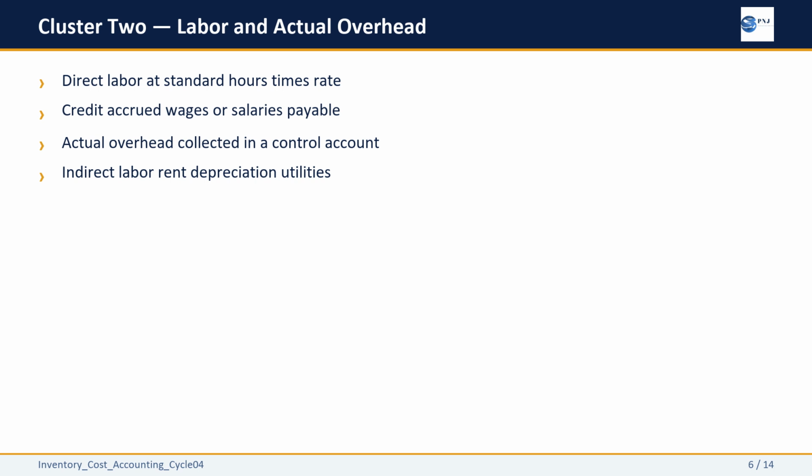Overhead is trickier because you can't trace it directly, so it comes in 2 steps. Entry 5 records the actual overhead you incur, debiting the manufacturing overhead control account for real costs like rent, depreciation, indirect labor and utilities, and crediting cash, accounts payable, or accumulated depreciation. Think of that control account as a holding pen. It collects the actual spend, and in the next entry we push an estimate of it into the product.